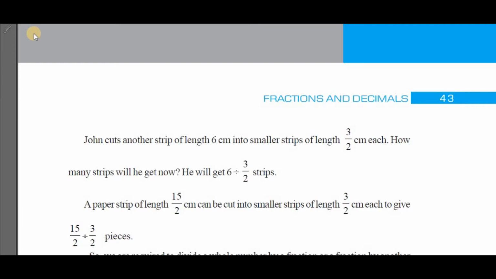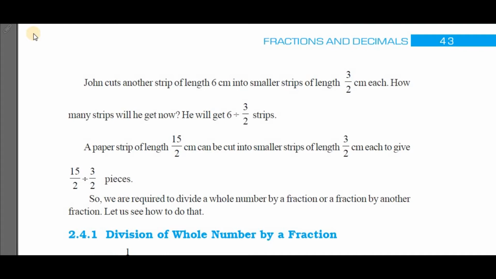Now John cut another strip of length 6 centimeters into smaller strips of length 3 by 2 centimeters each. How many strips will he get now? He'll get 6 divided by 3 by 2. A paper strip of length 15 by 2 centimeters can be cut into smaller strips of length 3 by 2 centimeters each to give 15 by 2 divided by 3 by 2. So we are required to divide a whole number by a fraction or a fraction by another fraction. Let us see how to do that.